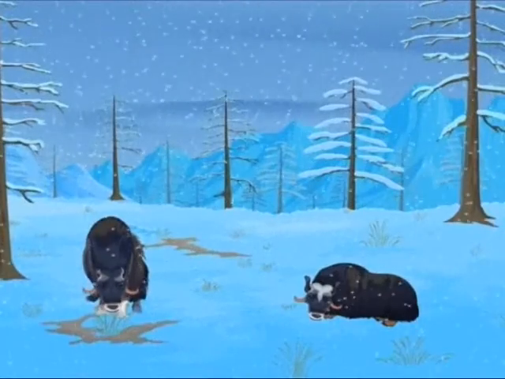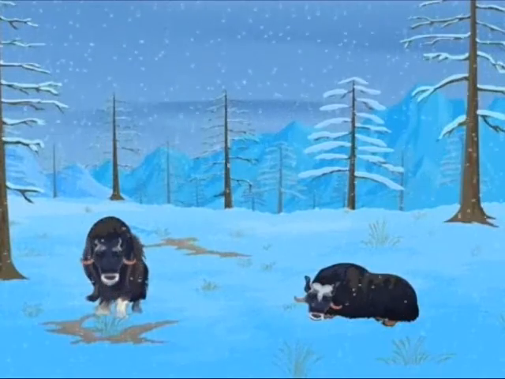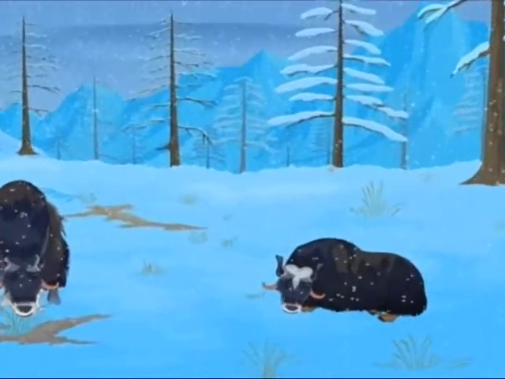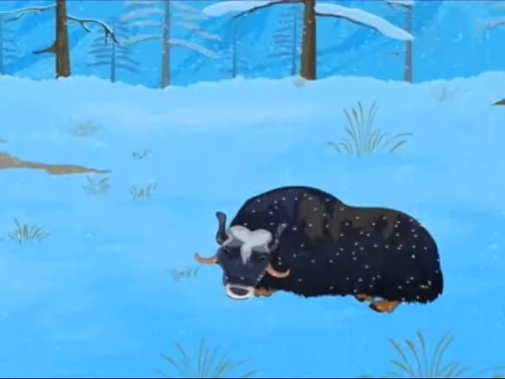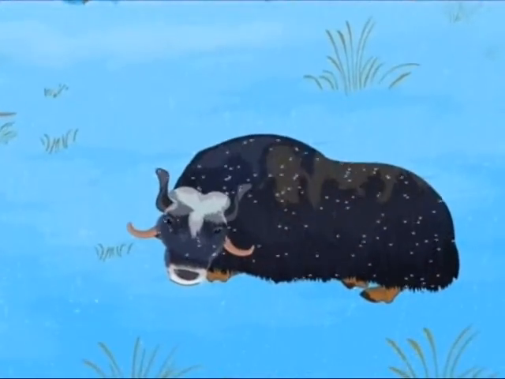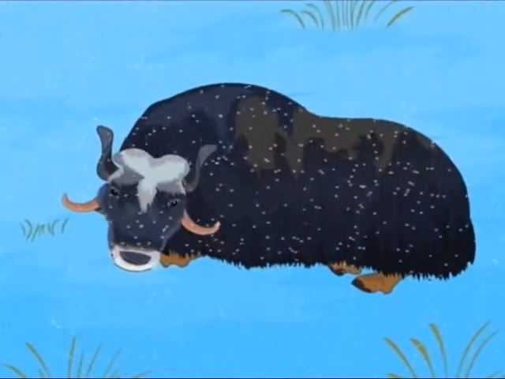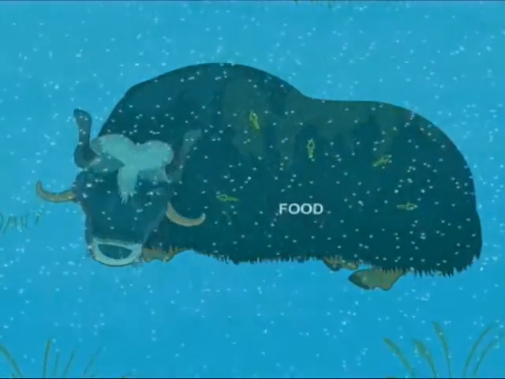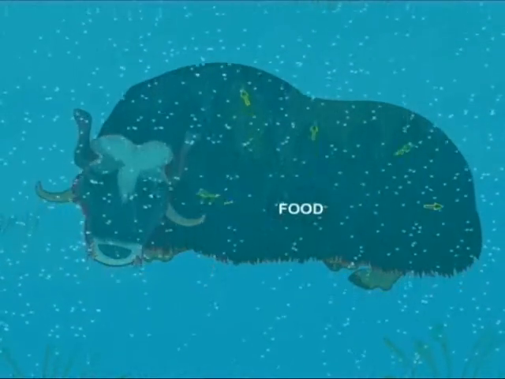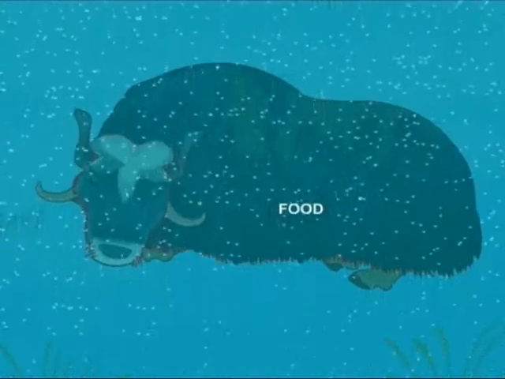There are times in the Arctic when the blizzards don't go away for a long time. Under this severe condition, the musk oxen are not able to feed themselves. So it is time for them to conserve whatever energy they have stored in their body.